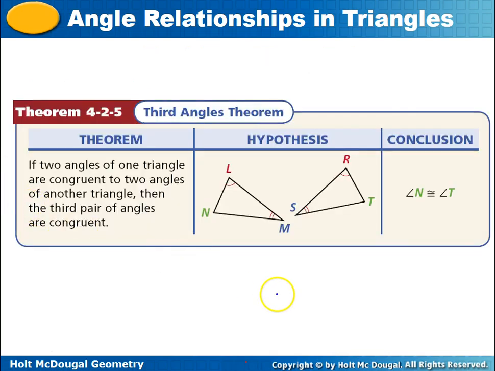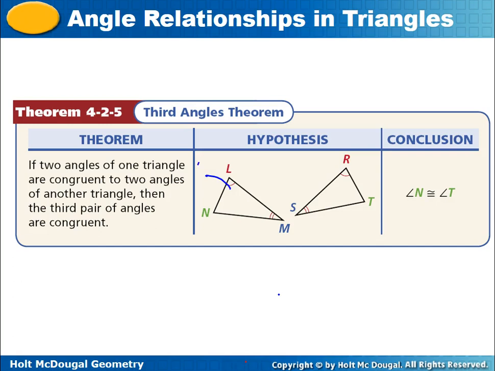All right, our last theorem that we're going to go over today is the third angles theorem. So basically here, this tells us if two angles in one triangle are congruent to two angles in another triangle, then the triangles are congruent. Now let's play this out with some numbers here.